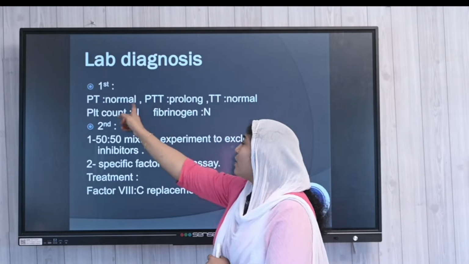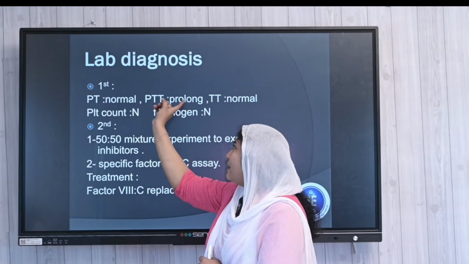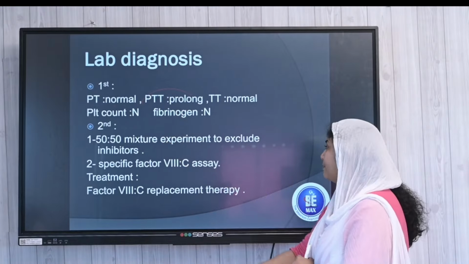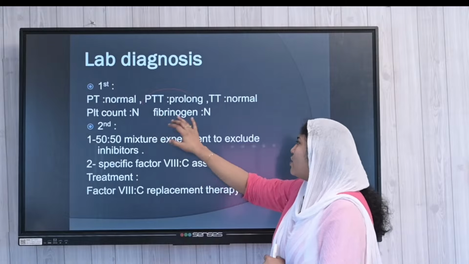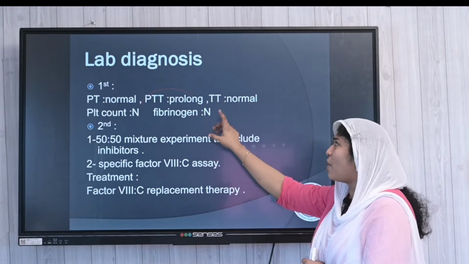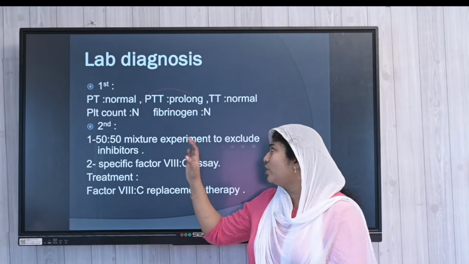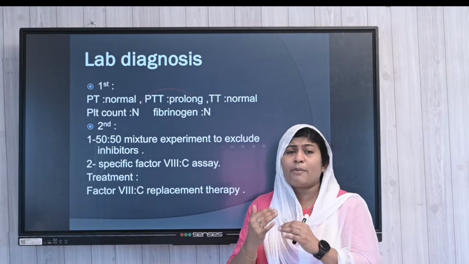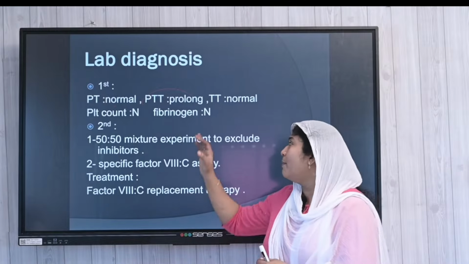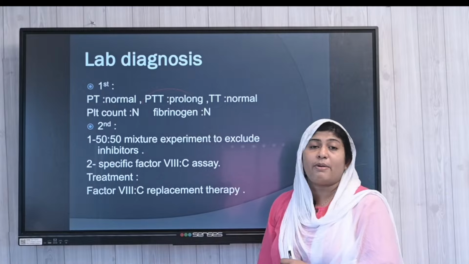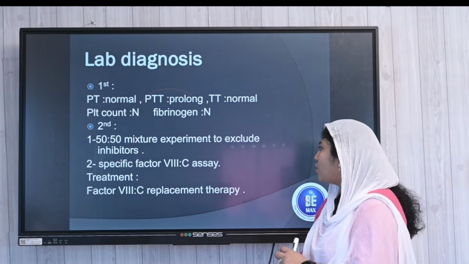So, in the coagulation study, only the APTT will be affected in a patient with factor VIII deficiency. Then the platelet count may be normal, fibrinogen may be normal, because it is a problem in the coagulation cascade. So, the platelet quantity will not be affected. It is not a quantity problem. The patient will have a platelet count in adequate number, but factor number 8 has a deficiency. So, definitely the prolonged time will be shown by the activated partial thromboplastin time.